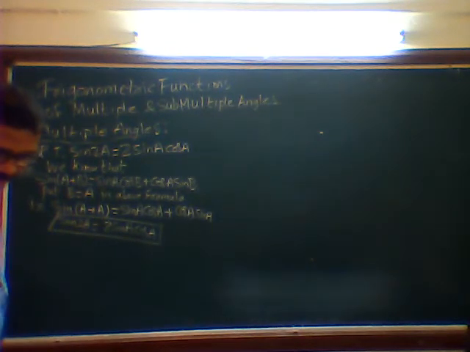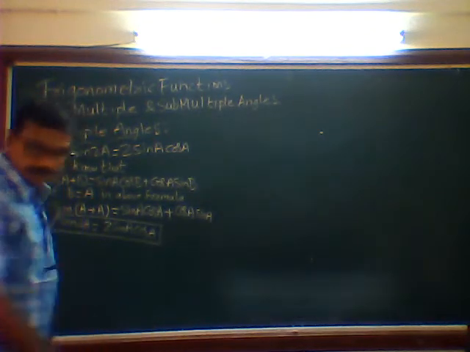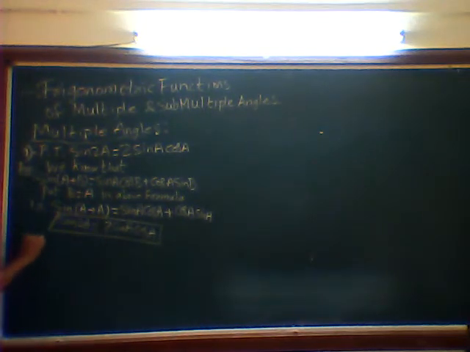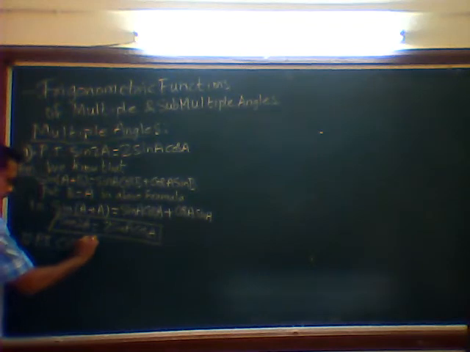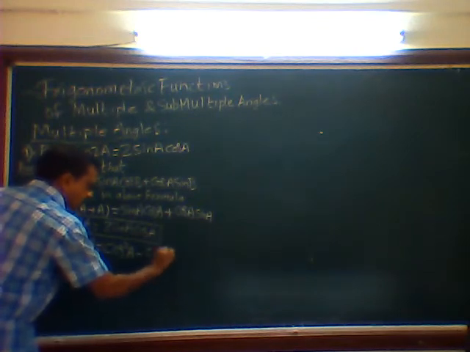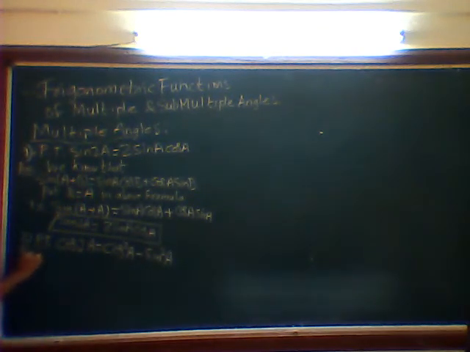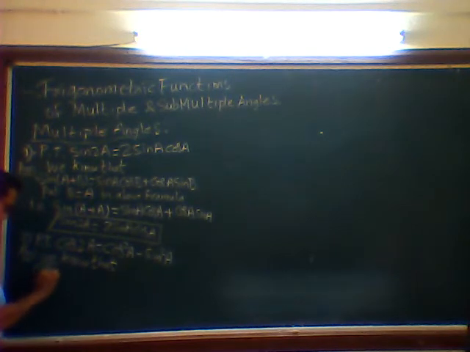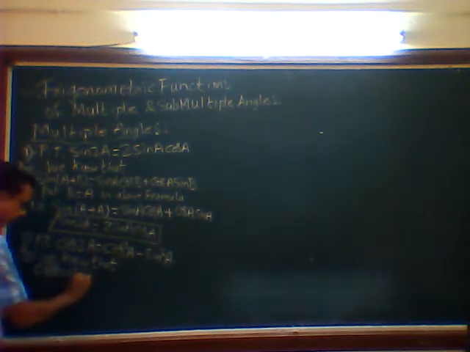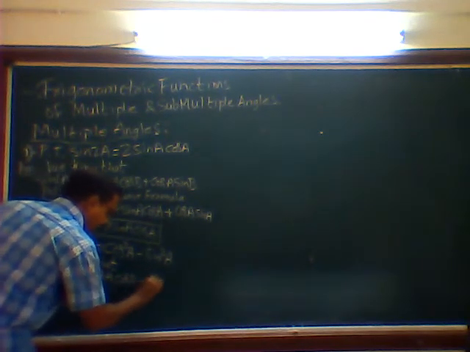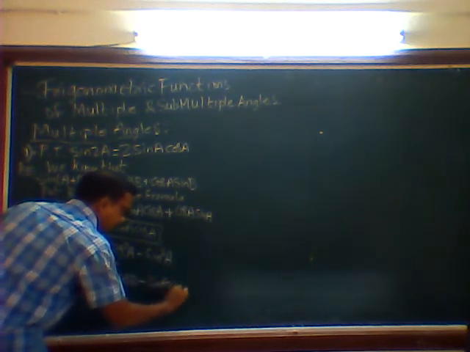So that way we have cos 2a also. We will write down: prove that cos 2a is equal to cos square a minus sin square a. How will it come? Answer: we know that cos of a plus b is what? Cos a cos b. Here plus is there, so minus will come: minus sin a sin b.